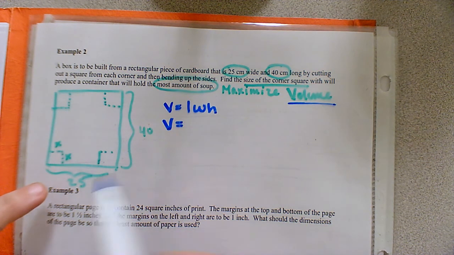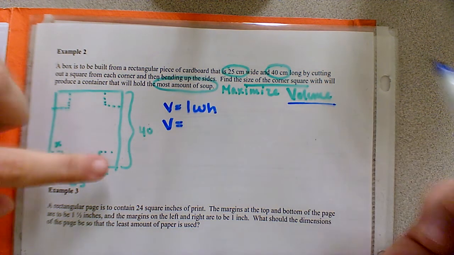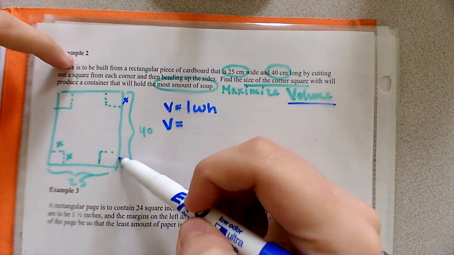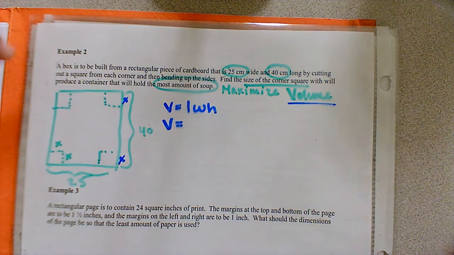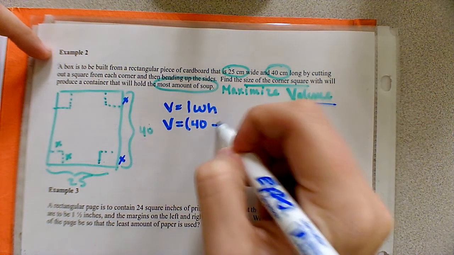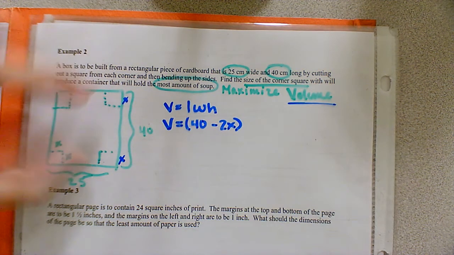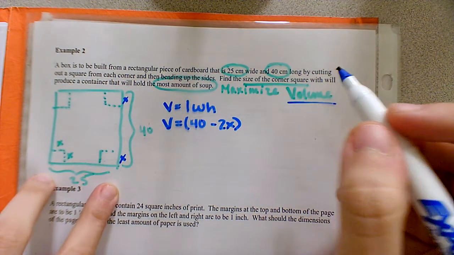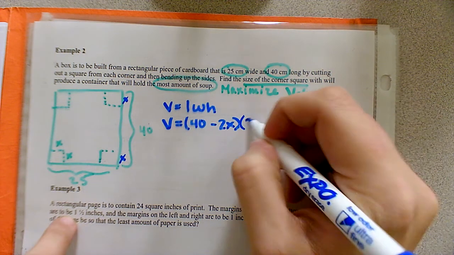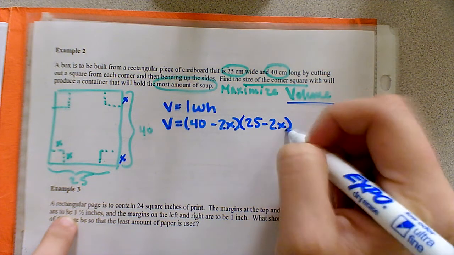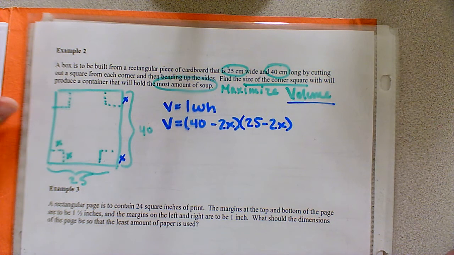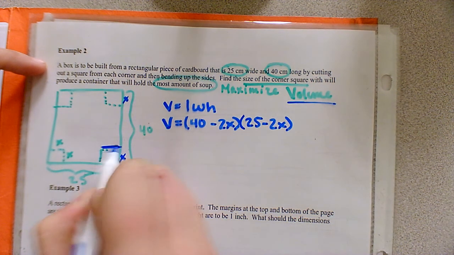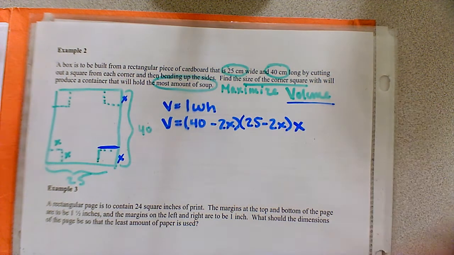So length, they said 40 centimeters long, so length is going this way. So we have 40 centimeters initially, but then we're cutting out a distance of X on either corner because of those squares. So our length would be 40 minus 2 X's. So we start with 40 and then cut away those 2. The width, very similarly, was 25, but we're going to cut away 2 corners. So we can do 25 minus 2x. And then the height of this box, if you think about it, would be, if we fold up the sides, basically this distance left. So that would be x.